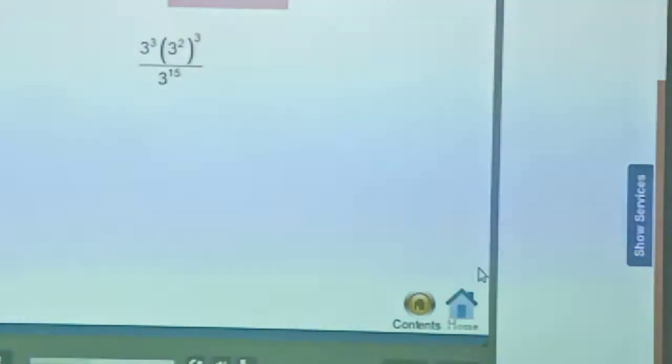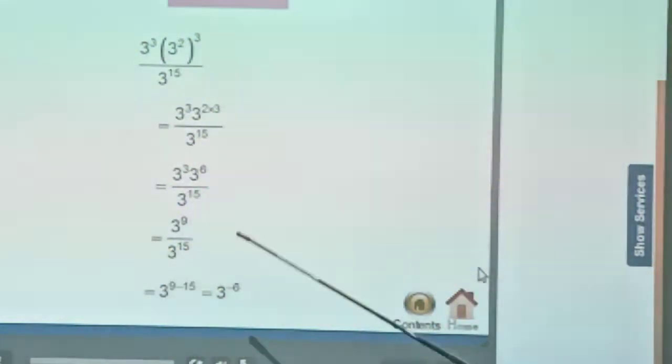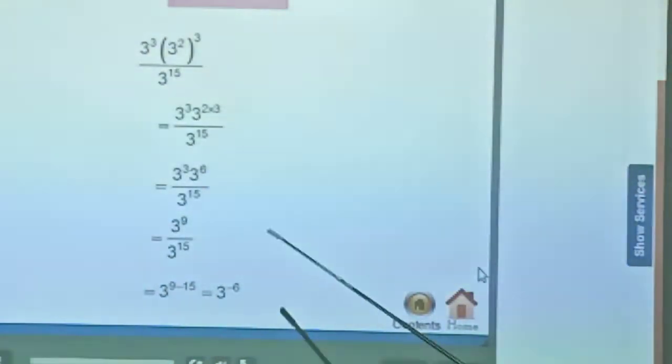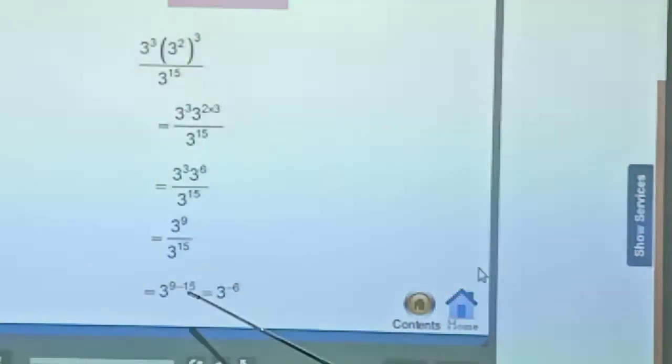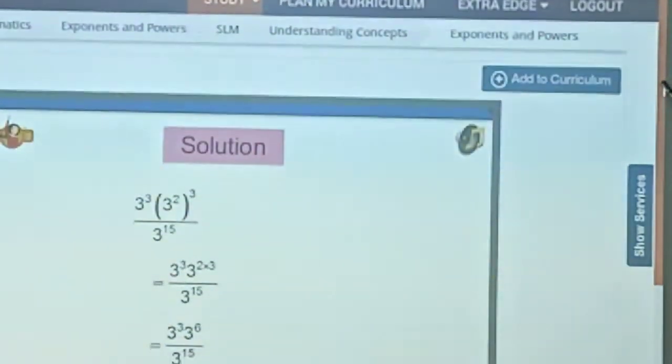This is a complete explanation of that solution. Here the powers are multiplied, 3 and 3, 6, powers are added, then 9 minus 15 which is 3 raised to the power minus 6, with which we arrive at our correct option.